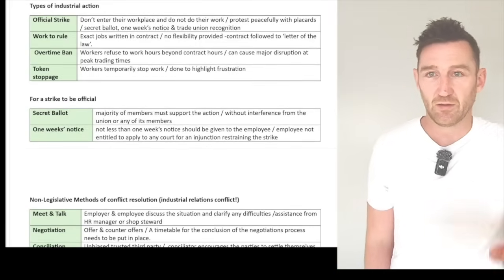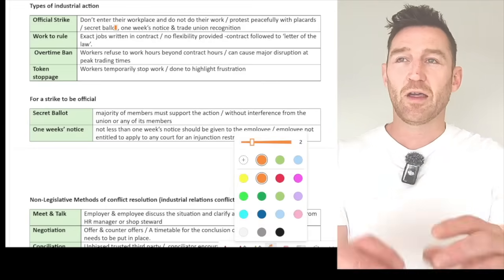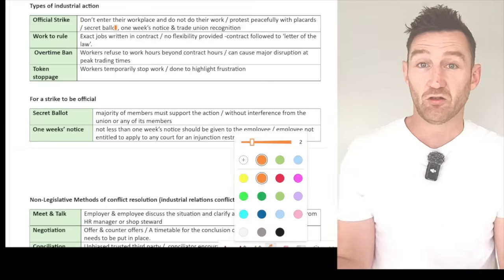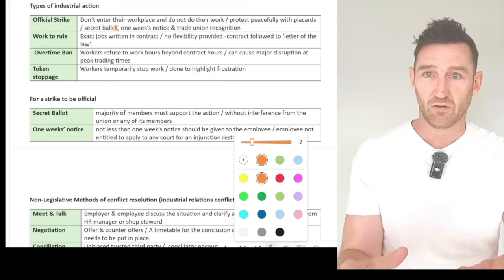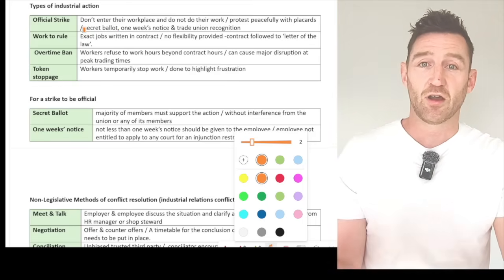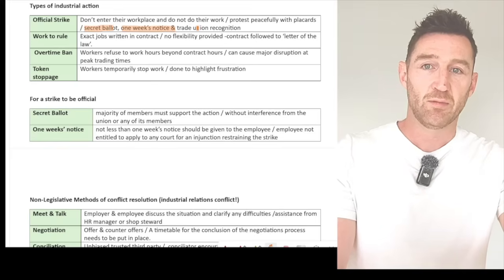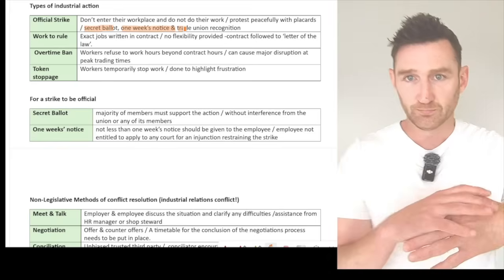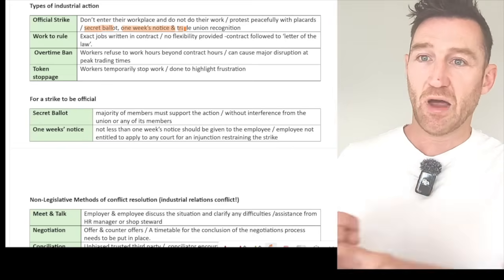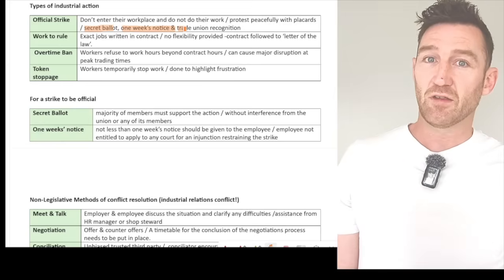I'll just say this, you see this stuff on official strike? This stuff about the process for a strike to be made official is savage knowledge to have, right? And I'll tell you why. If a strike's going to be official, there has to be a secret ballot, and there has to be a majority, so 51% in favour, and one week's notice has to be given.